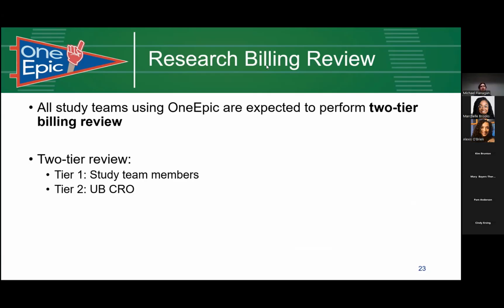We want to make sure we're not incorrectly billing a patient or incorrectly billing insurance for something that should be sent to the opposite party. So really the goal of the study team review is to make sure that you didn't miss anything at the time of the encounter or at the time of ordering. And that second tier will be the UBCRO, where they can look through using the coverage analysis and make sure that, based on what the sponsor said they would cover for the trial, it's appropriately bucketed.